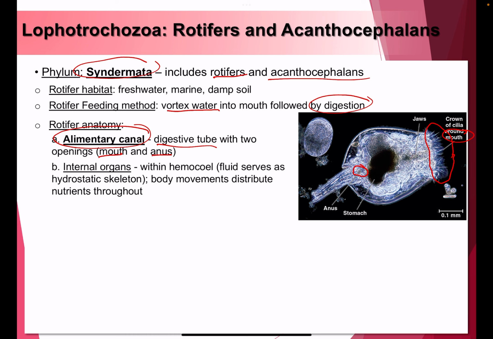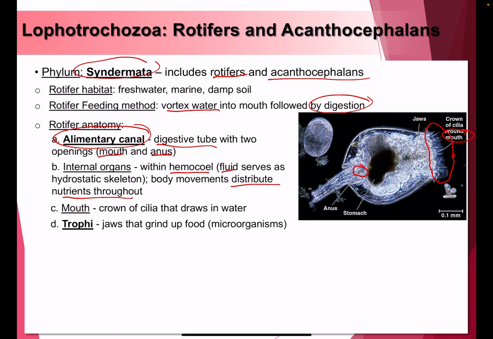Now, there are internal organs for this particular species of rotifers. They are within the hemocoel. That's why you see all these lumps. Those are all your organs. That's the stomach right there. And all of these organs are suspended within the hemocoel, where the fluid inside the body serves as the hydrostatic skeleton, just like we talked about with hemocoels, because they don't have hard skeletons. And then their body movements distribute the nutrients throughout the body.